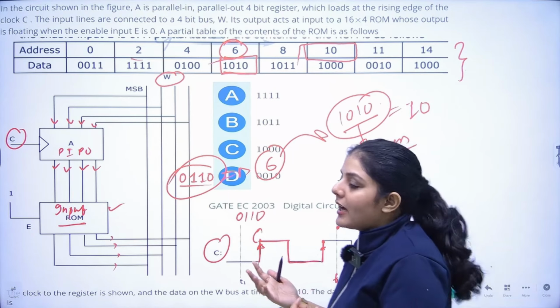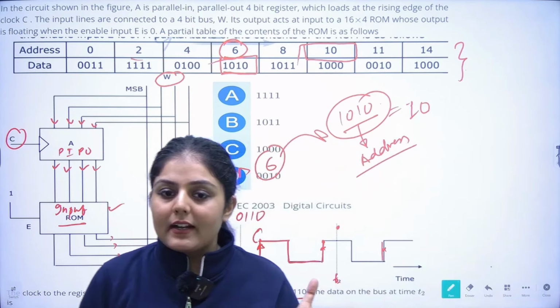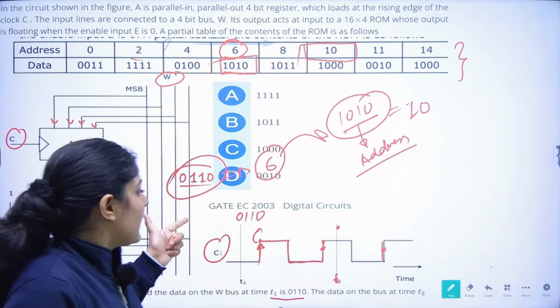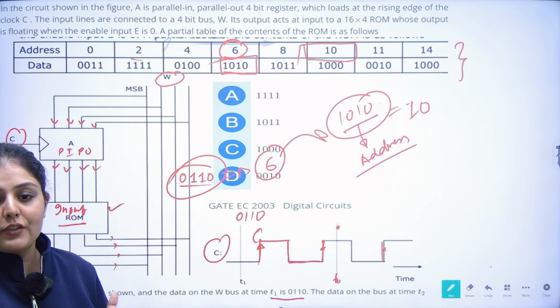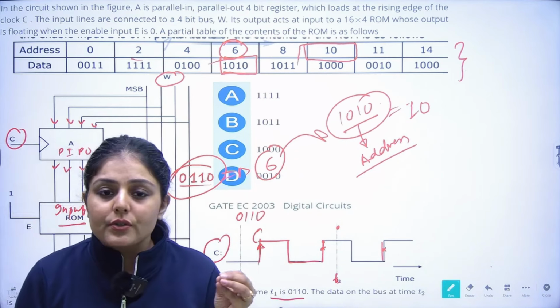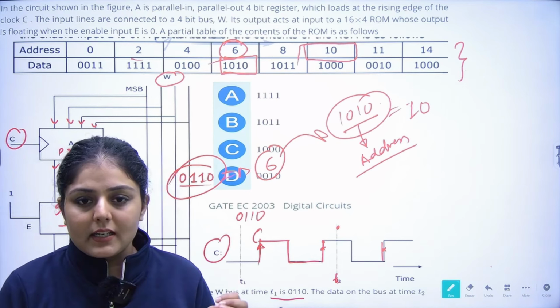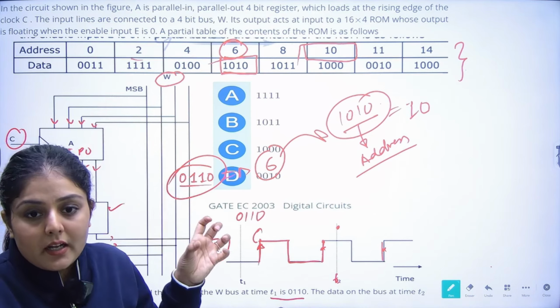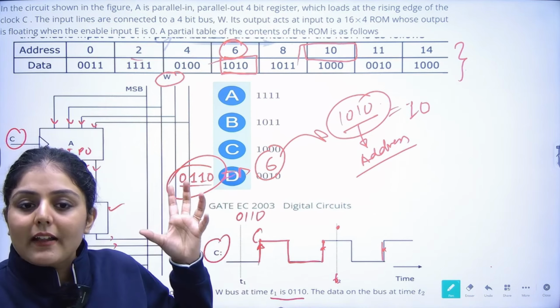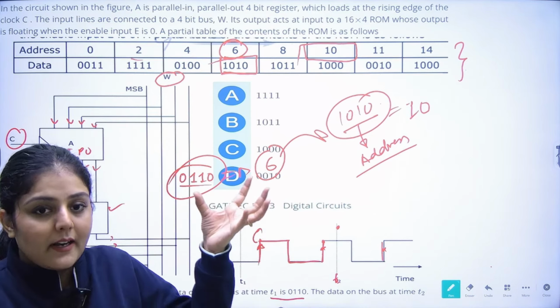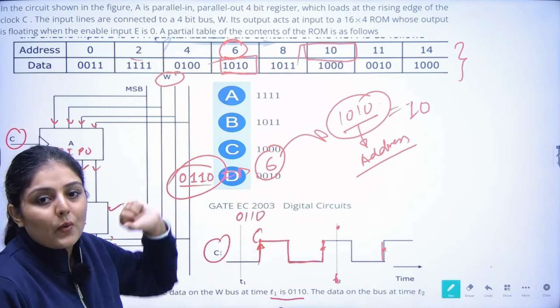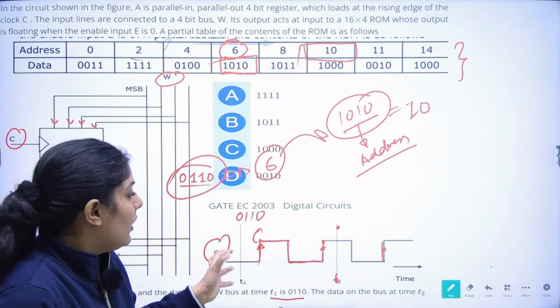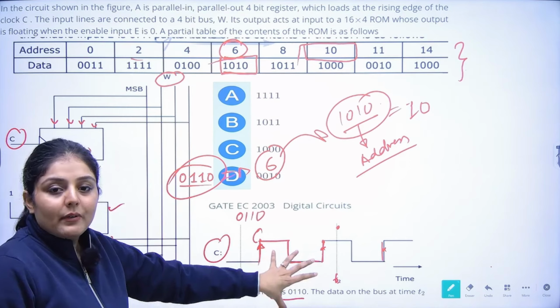Get my point? At T1 what is happening? The data floating inside this bus is equal to 0110, that is decimal 6, and that will be the address to the new data. The new data inside the address 6 is equal to 1010. Now this is happening in this T1 cycle.